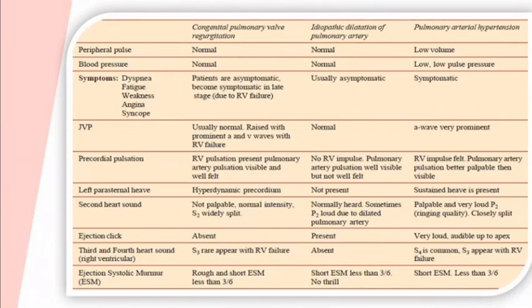And ejection click is expected with pulmonary artery hypertension and idiopathic dilation of pulmonary valve, which is vascular. And RV pulsations are expected with congenital pulmonary valve regurgitation and pulmonary artery hypertension. But with idiopathic dilation of pulmonary valve, the RV is exceptionally normal.